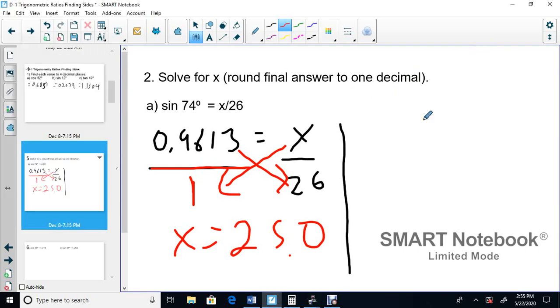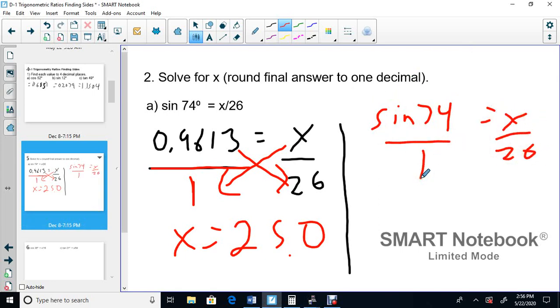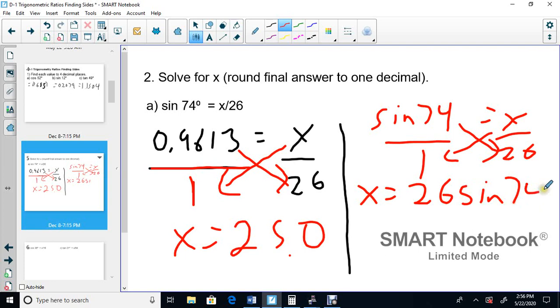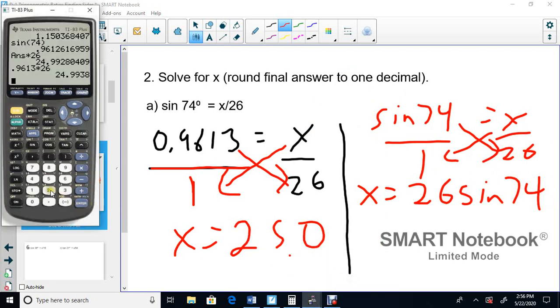Now, the other way. So the way I would do it is I would write sine of 74 equals x over 26. And I know it's over 1. And I do the cross multiply now. And I would put x equals 26 sine of 74. So I just put the 26 in the front, and then I just go to my calculator, and it depends on which calculator you have, and I go 26.